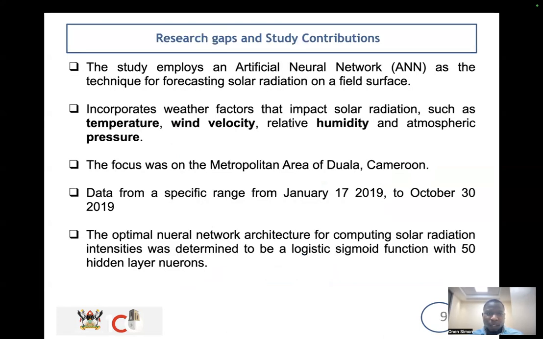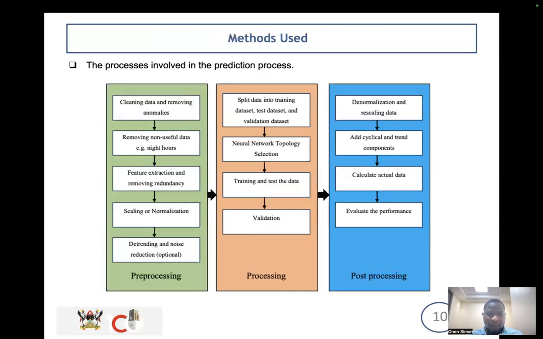Now, there are research gaps to note within this study, and also their study contributions. They looked at artificial neural networks as a technique for forecasting solar radiation, using meteorological features such as temperature and wind velocity. We shall see how they were applied. The focus area was specifically Douala, Cameroon, and the dataset was in a specific range from January 2019 to October 30th.